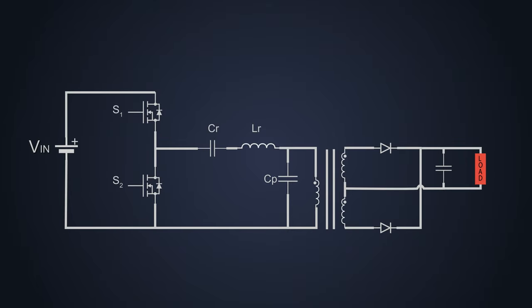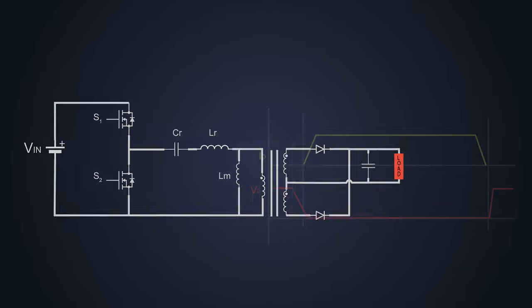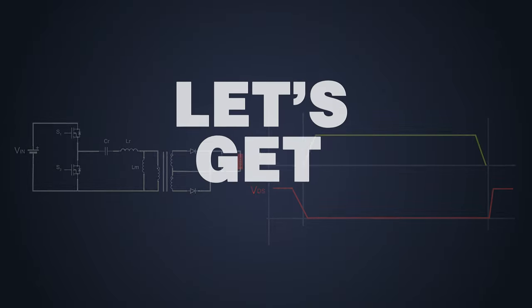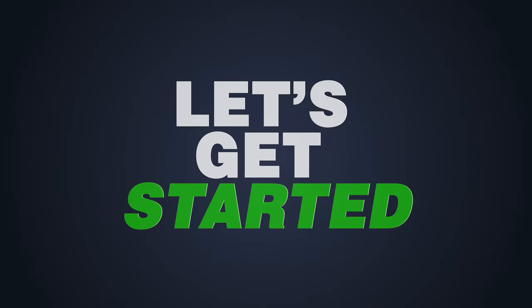Different types of resonant circuits are used in resonant converters. The circuit is the heart of any resonant converter. Because of them, we can achieve soft switching, which reduces switching losses. Understanding different resonant circuits will help us choose them for our required application. So let's start to learn about them.